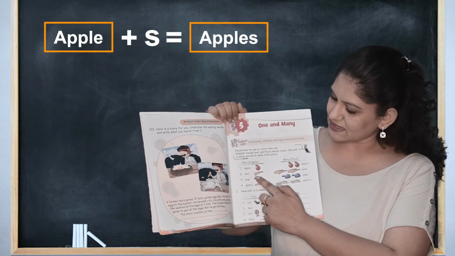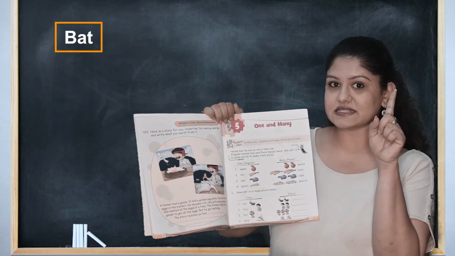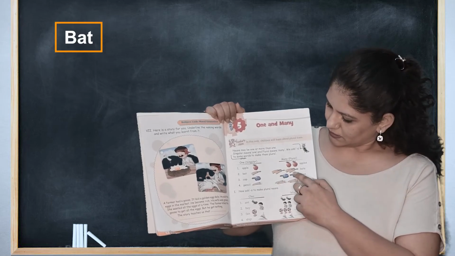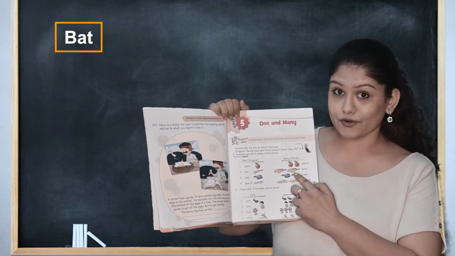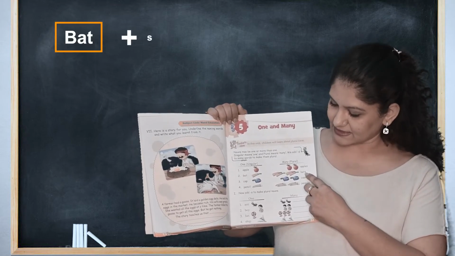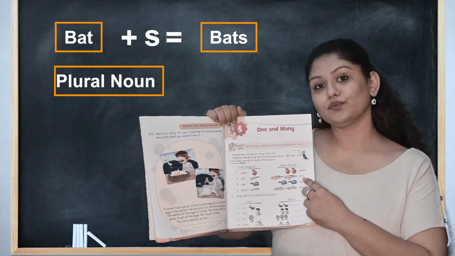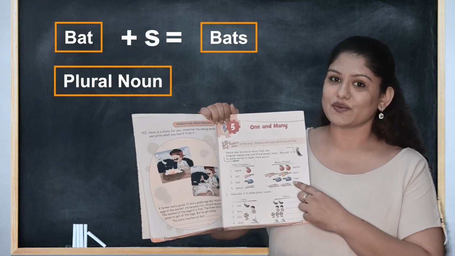Let's look at the second example. One bat. That is a singular bat. You have 1, 2, 3, 4 bats here. So we added an S to make it a plural noun. Go over the rest of the examples with your teacher.